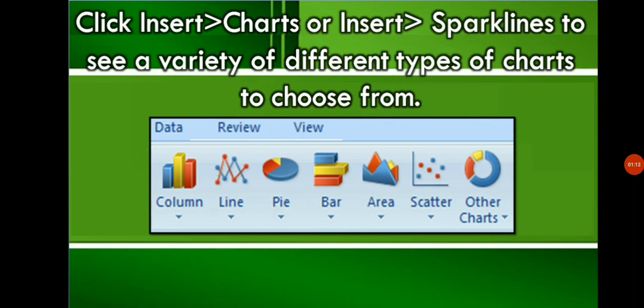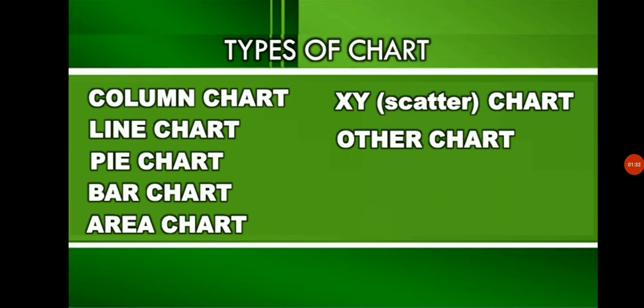First, click Insert Charts or Insert Sparklines to see the variety of different types of charts to choose from. They represent different styles of how you will present your data. These are the types of charts: we have column chart, line chart, pie chart, bar chart, area chart, XY or scatter chart, and other charts.